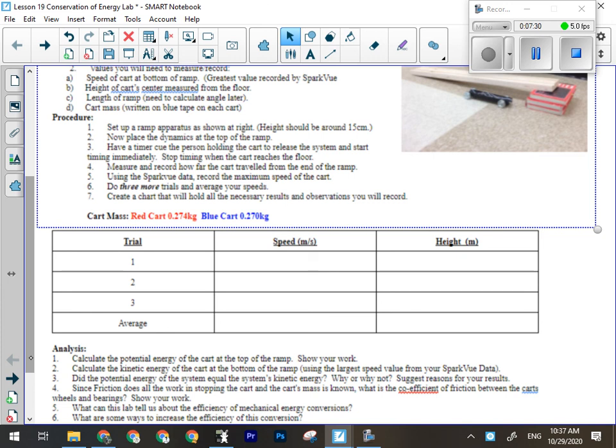So realistically, there should be a pretty good chance of getting this whole lab report done in class today, because you don't have to build a graph, you don't have to analyze the graph or anything like that.